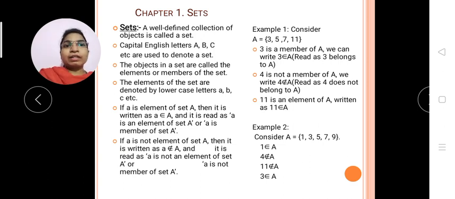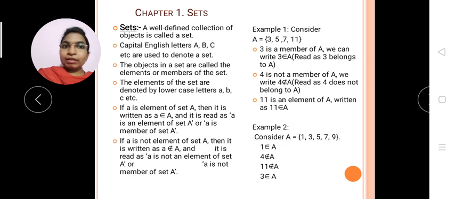When you are denoting a set, you have to use a capital letter. Always remember that sets are always denoted by a capital letter. And the elements of a set, element means what? The object. I will also explain by example. Just remember, elements or members of the objects are the same, and they are denoted by a small letter.